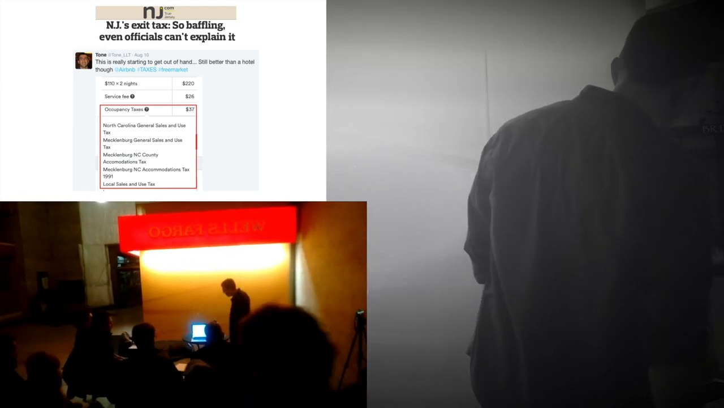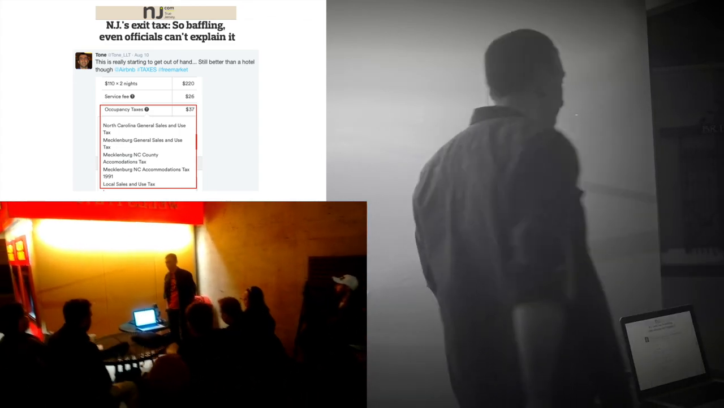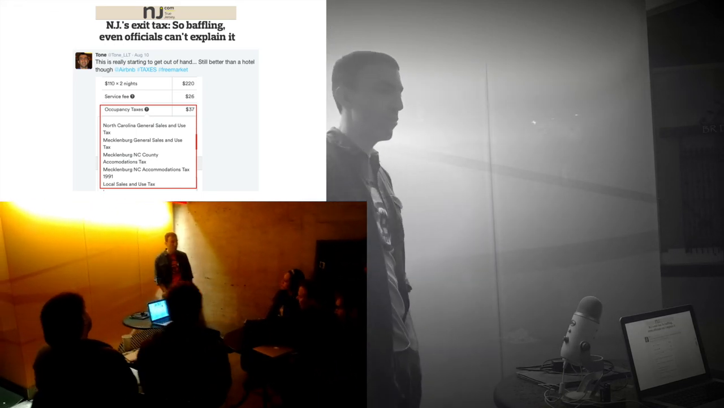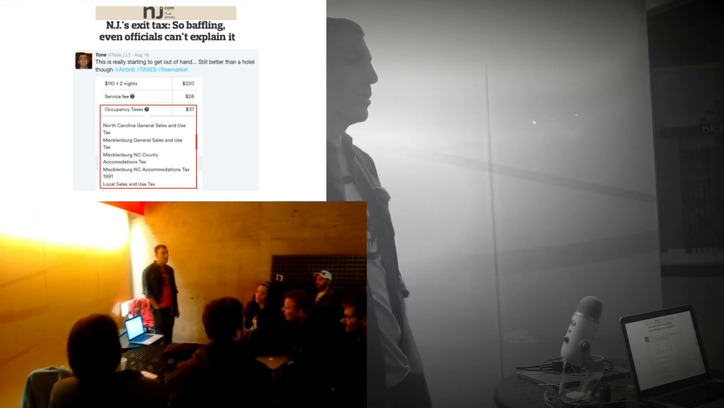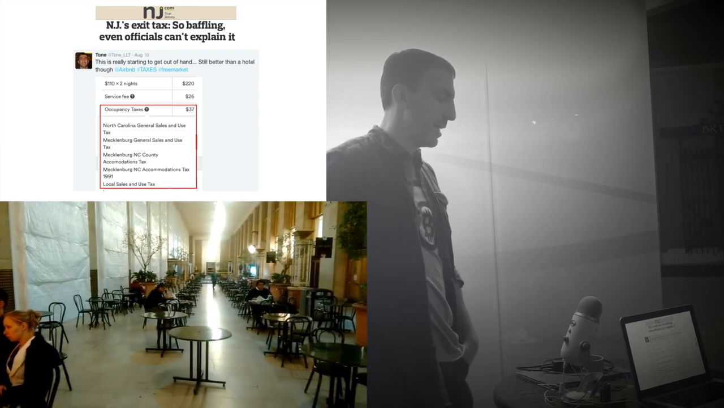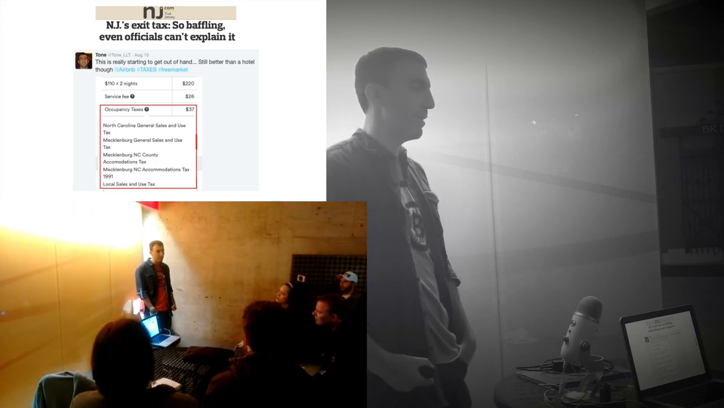So you can see right there, my room was gonna be $220. I'm paying $25 for cleaning, and now I'm paying almost $40 for taxes. So my taxes all of a sudden is like 25% of the bill, which is ridiculous. At this point, Airbnb is barely cheaper than hotels. I'm now 50-50 when I travel.